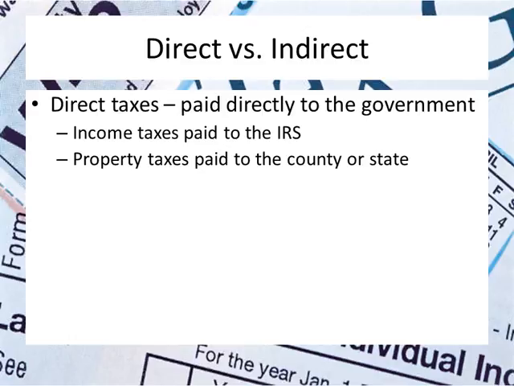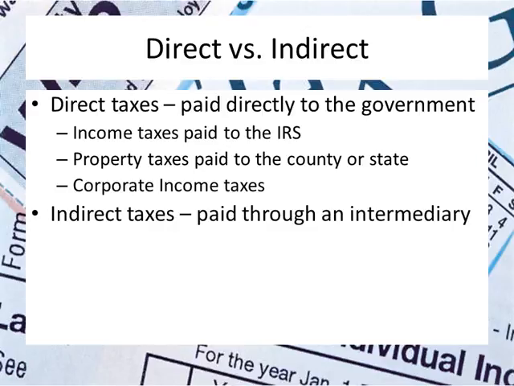Sometimes your mortgage company will pay it for you if you still have a mortgage because they want to make sure those taxes get paid. But once your mortgage is paid off, if it's free and clear, you have to write a check or pay cash or whatever directly to the county or the state every year for your property taxes. Corporate income taxes are also a direct tax. They pay them directly to the IRS.